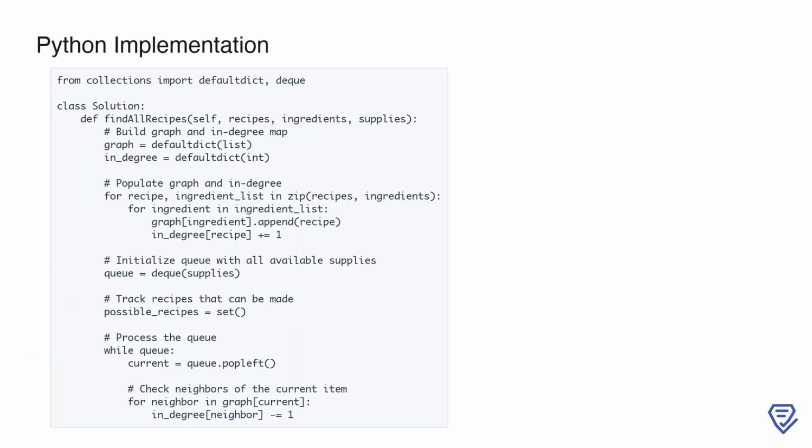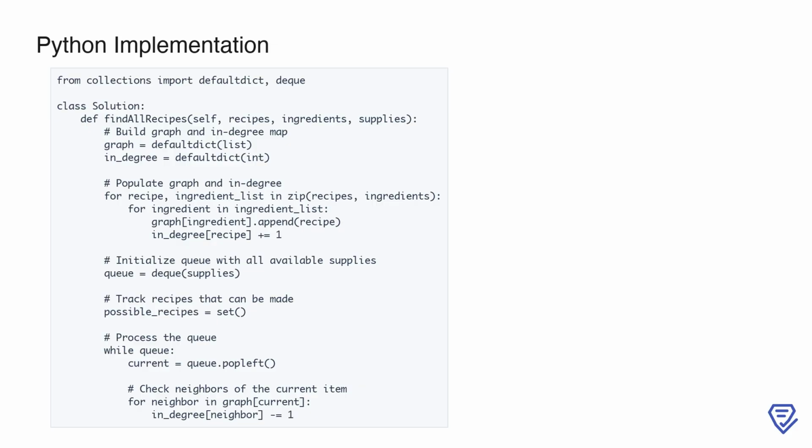Here, we start by importing the necessary modules, defaultdict and deque, to help us manage the graph structure and the queue for processing. Then, we define the findAllRecipes method, which takes recipes, ingredients, and supplies as input. First, we initialize two data structures, graph, to represent dependencies between ingredients and recipes, and in_degree, to track the number of prerequisites for each recipe.